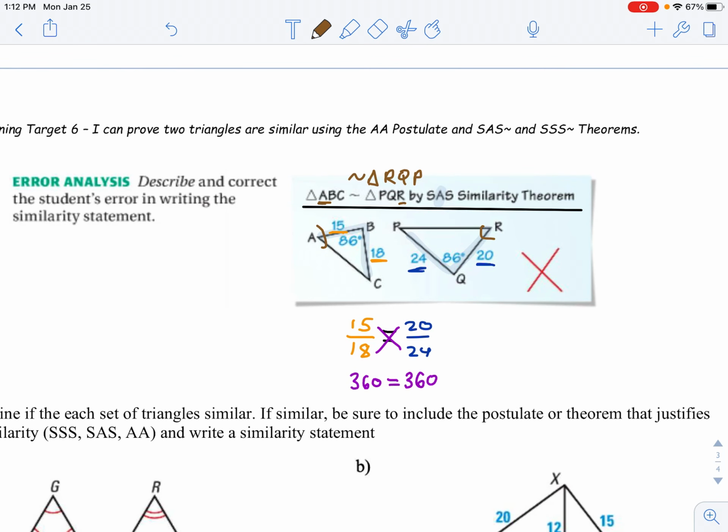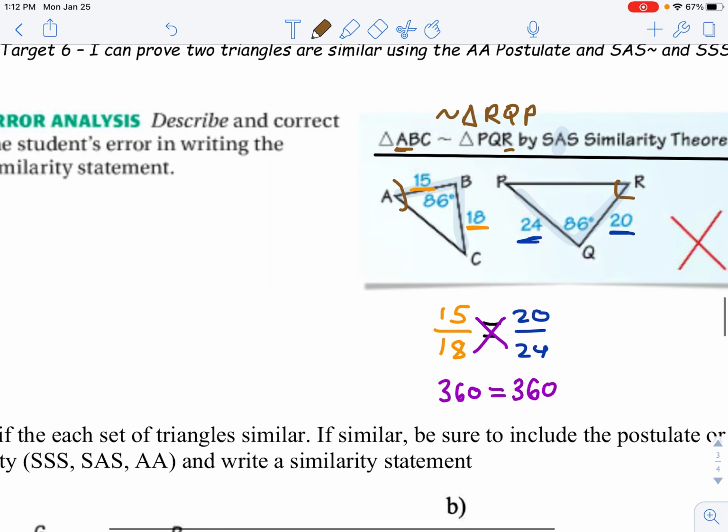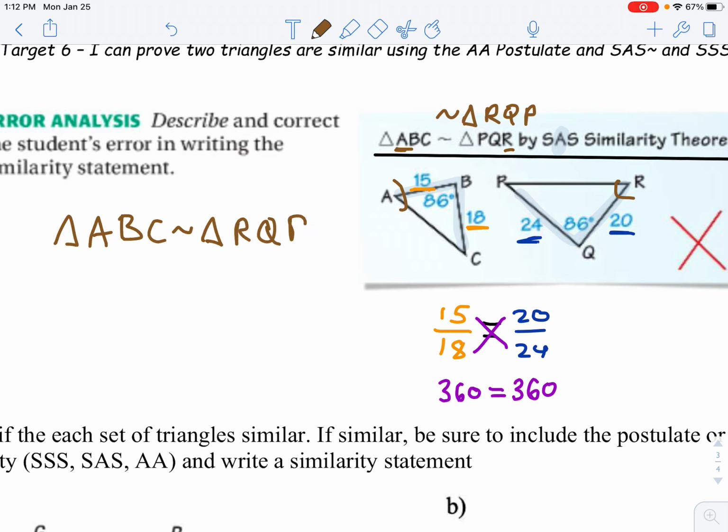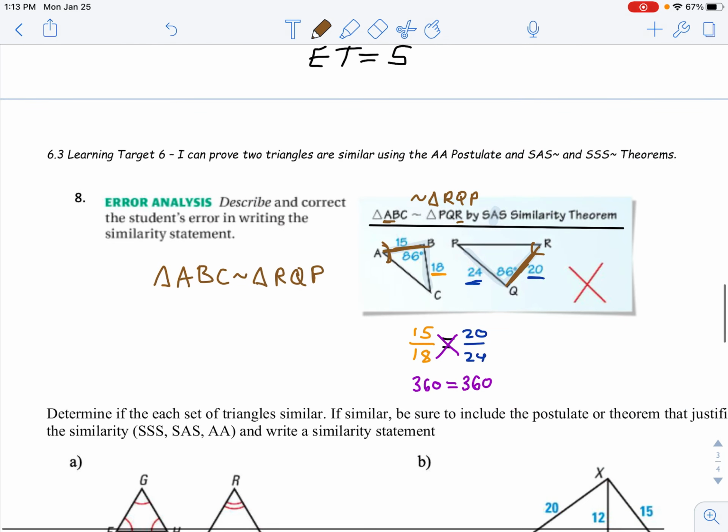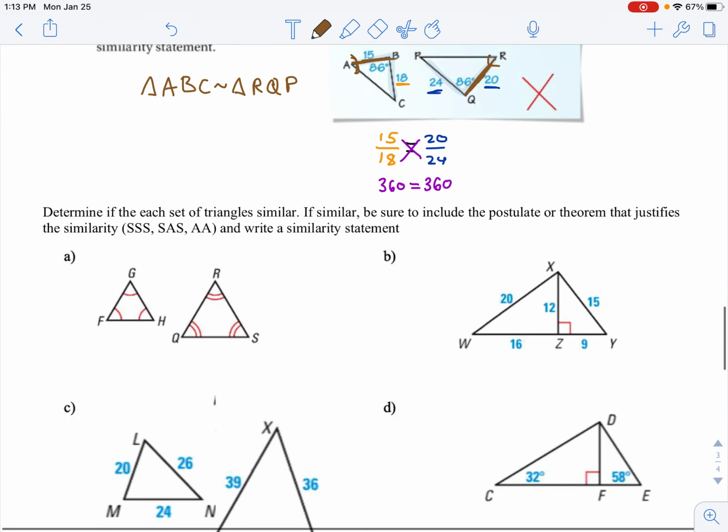So describe and correct the student's error in writing the similarity statement. It should be triangle ABC is similar to triangle RQP. And that's just based on which angles correspond to which. Notice how A is the side length with the smaller number up to 86 degrees. R is the side length with the smaller number up to 86 degrees. So that's why it should be that.